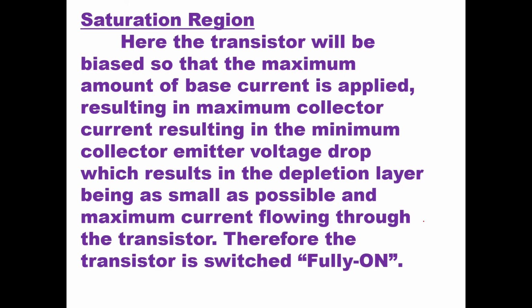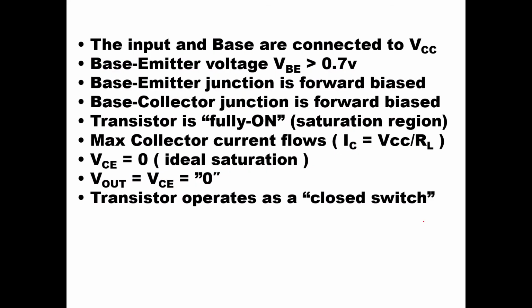If you see the output characteristics of the transistor, then the conditions for the closed switch will be that the input and base are connected to VCC. That means full voltage is given to the input and base. Base emitter voltage VBE is greater than 0.7, that is the cut-in voltage, so it will be forward biased. So the base emitter junction is forward biased. The base collector junction is also forward biased. The transistor is fully on. It is in the saturation region. Maximum collector current flows. IC is equal to VCC upon RL. Collector emitter voltage, that is VCE, is equal to 0.